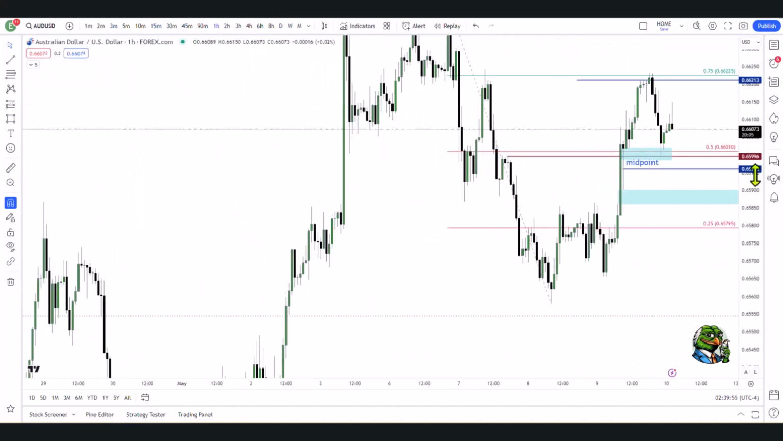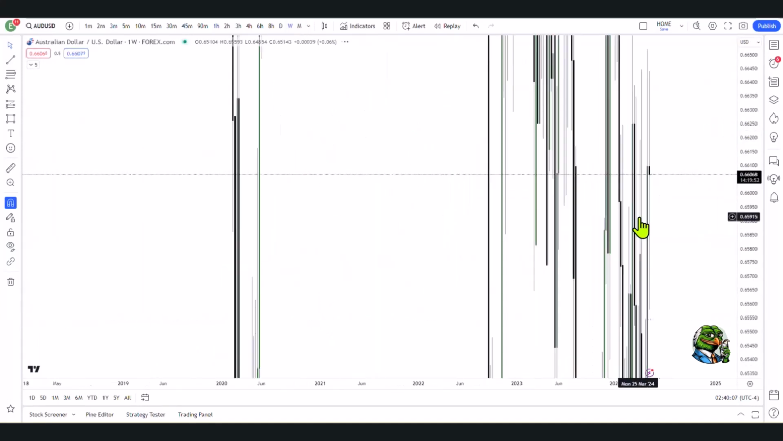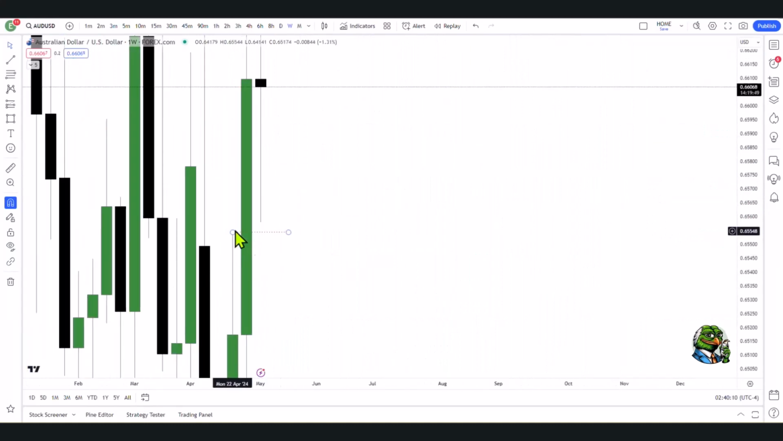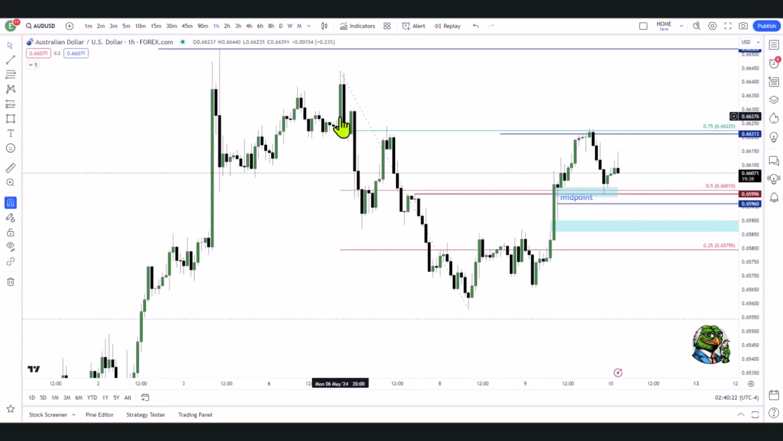Now, here's what I want you to look at. There's that dotted line where I have marked out the high of the previous week. That dotted line is the high of the previous week where the current week came into. Now, here's what I want you to look at. Where's Monday on this? There's Monday. That's the opening of the week. And look what we've done. Monday, Tuesday, Wednesday, we've traded back down towards that high of the previous week.